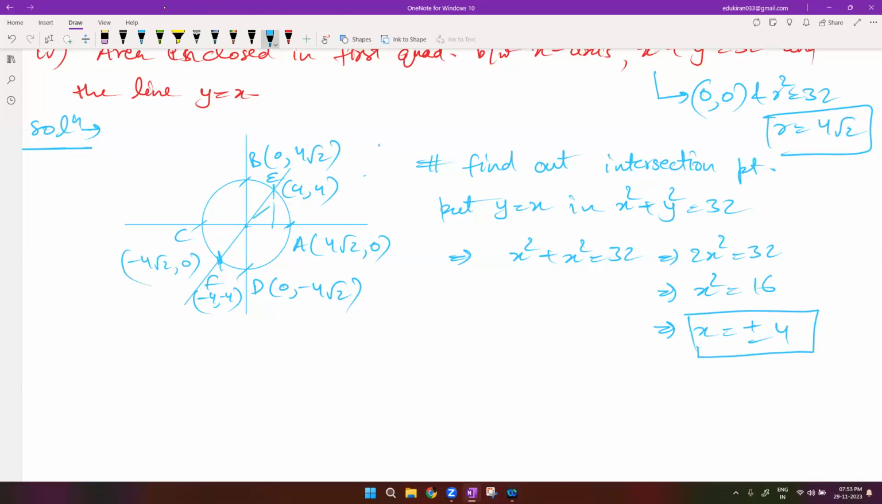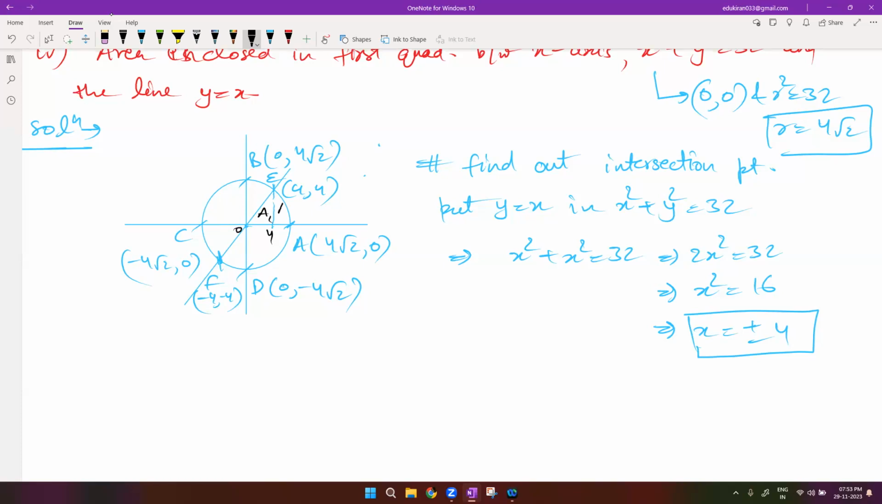Now, if I observe this area, let's call this A1. A1 is the area under this line, y equals x, starting from x equals 0 up to x equals 4. This point E is (4, 4). I am drawing a perpendicular from this point onto the x-axis, so this x coordinate is 4. If I integrate the line from 0 to 4, then I will get this A1.